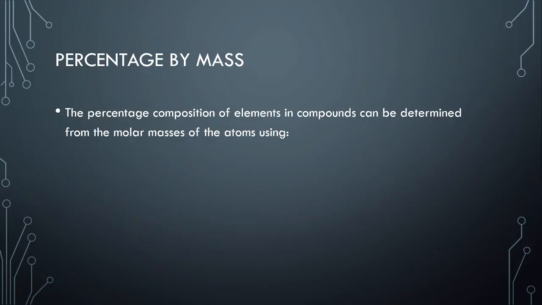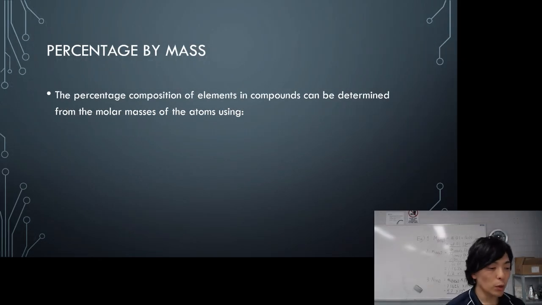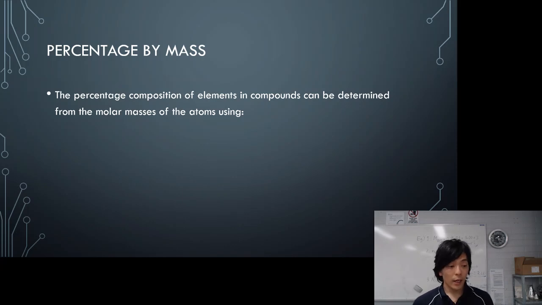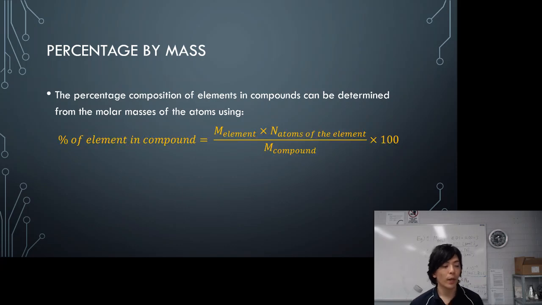All right. Now let's look at percentage by mass. The percentage composition of an element in compounds can be determined from the molar masses of the atoms using this relationship. Percentage of element in compound equals the molar mass of element times the number of atoms of the element over the molar mass of compound, times 100. So you can get the percentage.